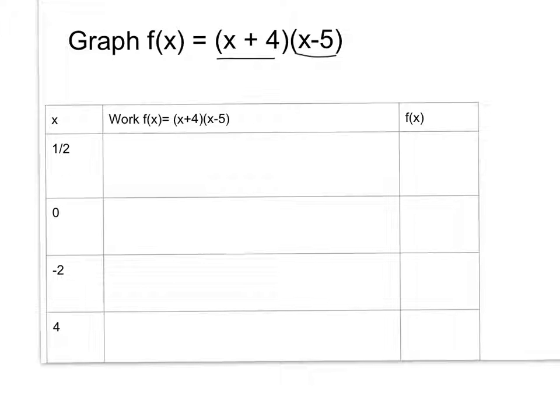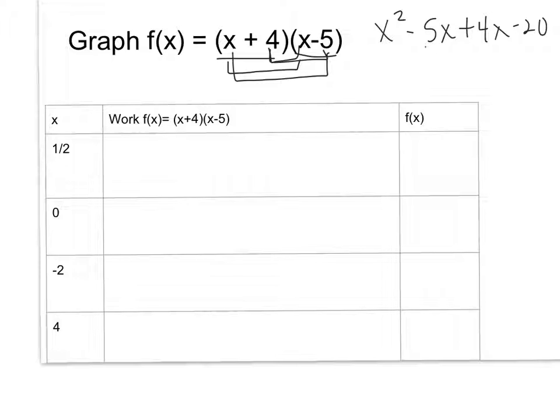But if you're having a hard time seeing this as a quadratic graph, what you can do is you can simply FOIL this out. And so my first term will be x times x, which is x squared. My outside term will be x times negative 5, so negative 5x. My inside term will be 4 times x, so 4x. And my last term will be 4 times negative 5, so negative 20. And if I combine my outside and inside, I have x squared minus 1x minus 20.